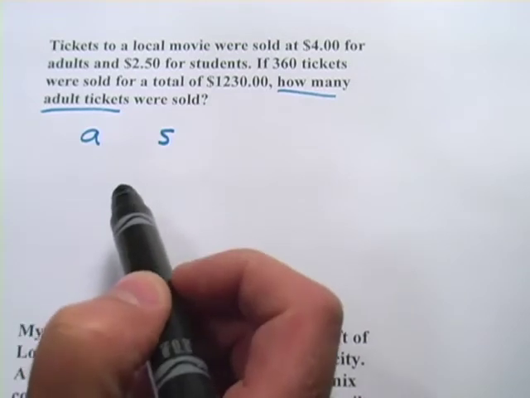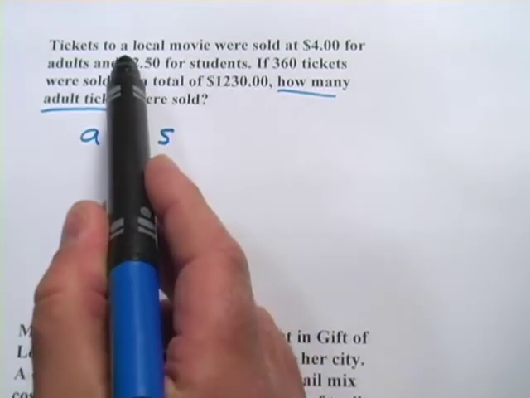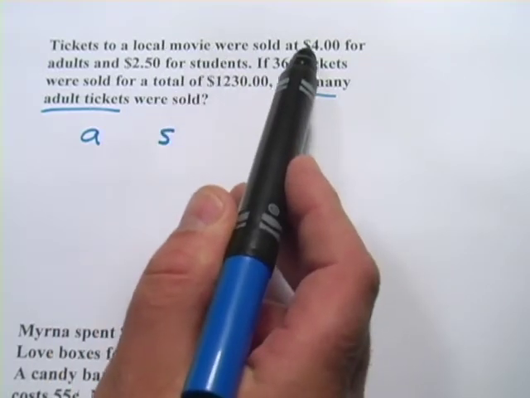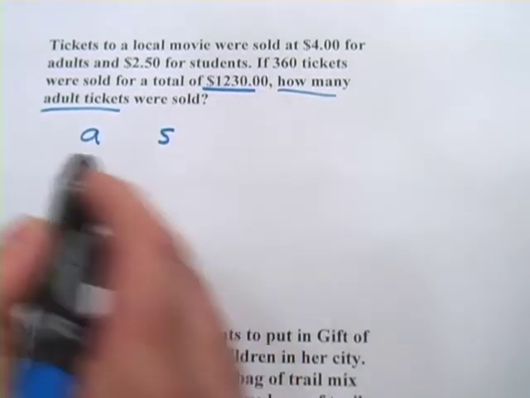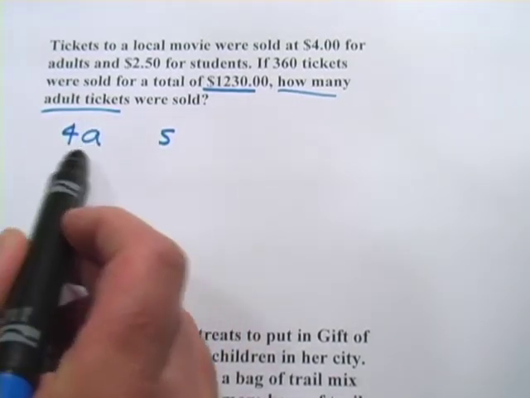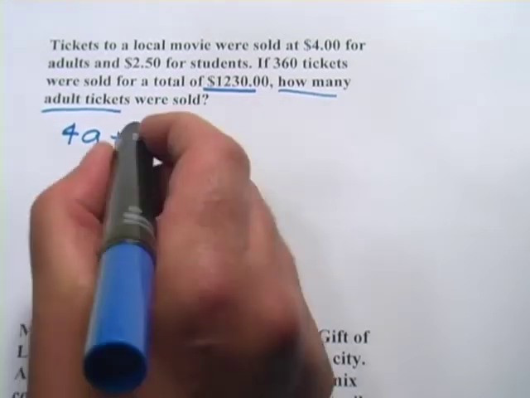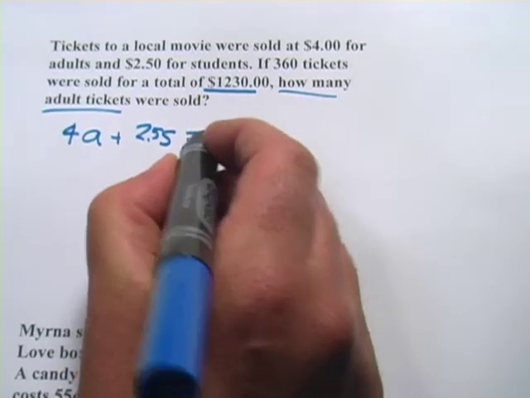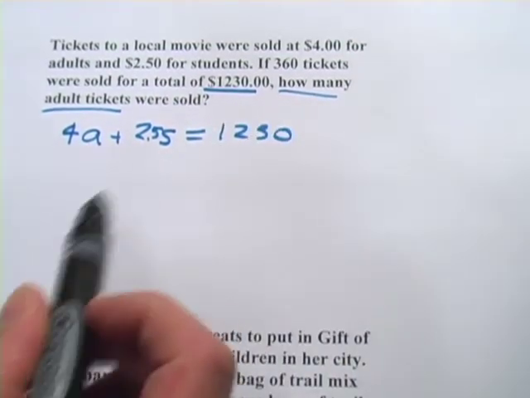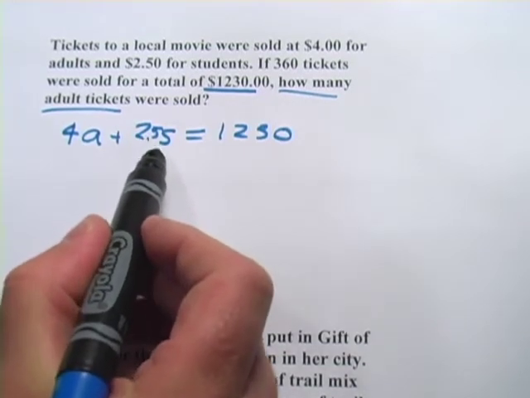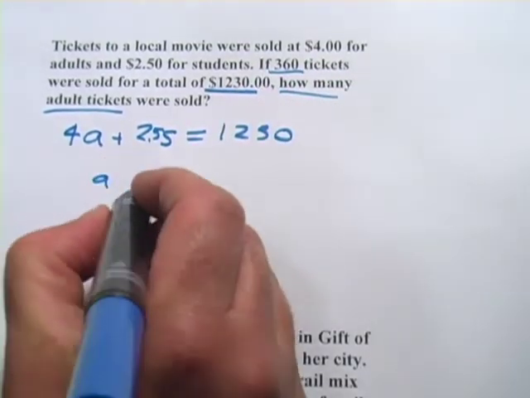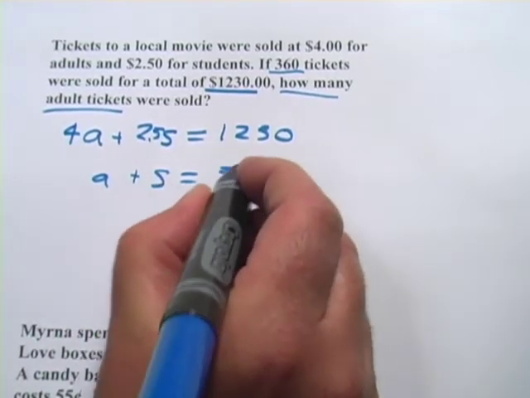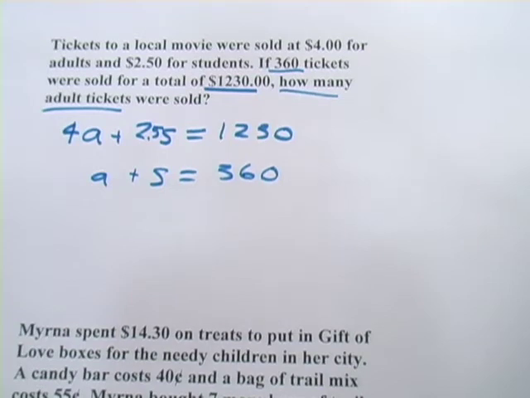Now we're going to use these two variables to make two equations. The first one, it says tickets were sold at $4 for adults and $2.50 for students, and they were sold for a total of $1,230. So the number of adult tickets times $4, because it's $4 per ticket, plus the number of student tickets times $2.50, added up to a total of $1,230. So that's our first equation. This is a little hard to read. That's 2.5S. And then the next equation, we know that 360 tickets were sold total. If A is the number of adult tickets and S is the number of student tickets, they're going to add up to 360 tickets.